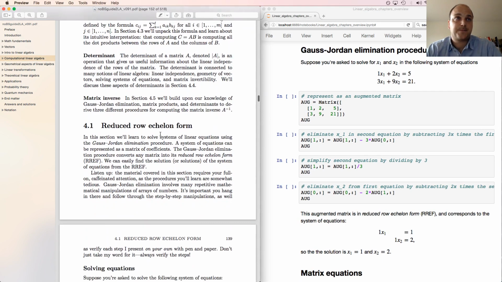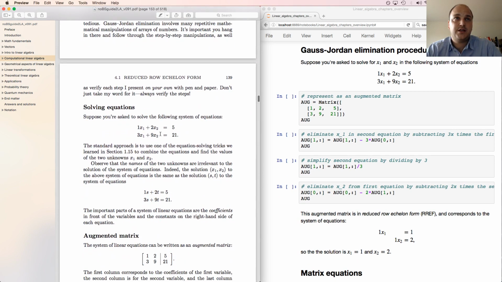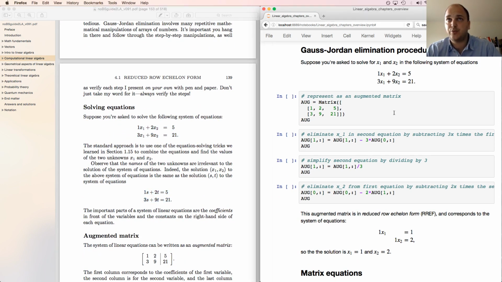It comes up whenever you have systems of equations like this. So let's switch to the notebook. It will make the explanation easy. So you have this system of equations. You have two unknowns, x1, x2, and you're told that x1 plus 2 times x2 equals 5, and 3 times x1 plus 9 times x2 equals 21. Find x1, x2. So this is called a system of linear equations, and it's a standard type of problem which you're supposed to know how to solve.